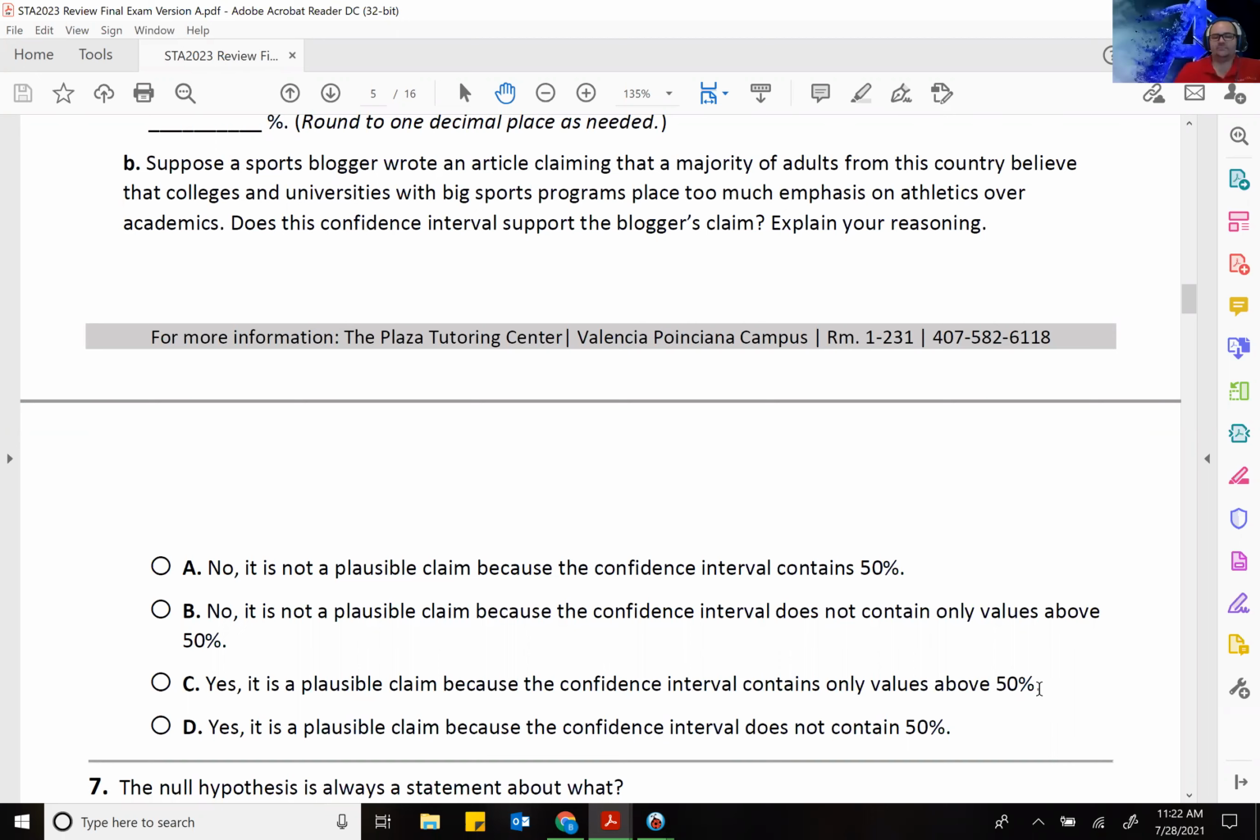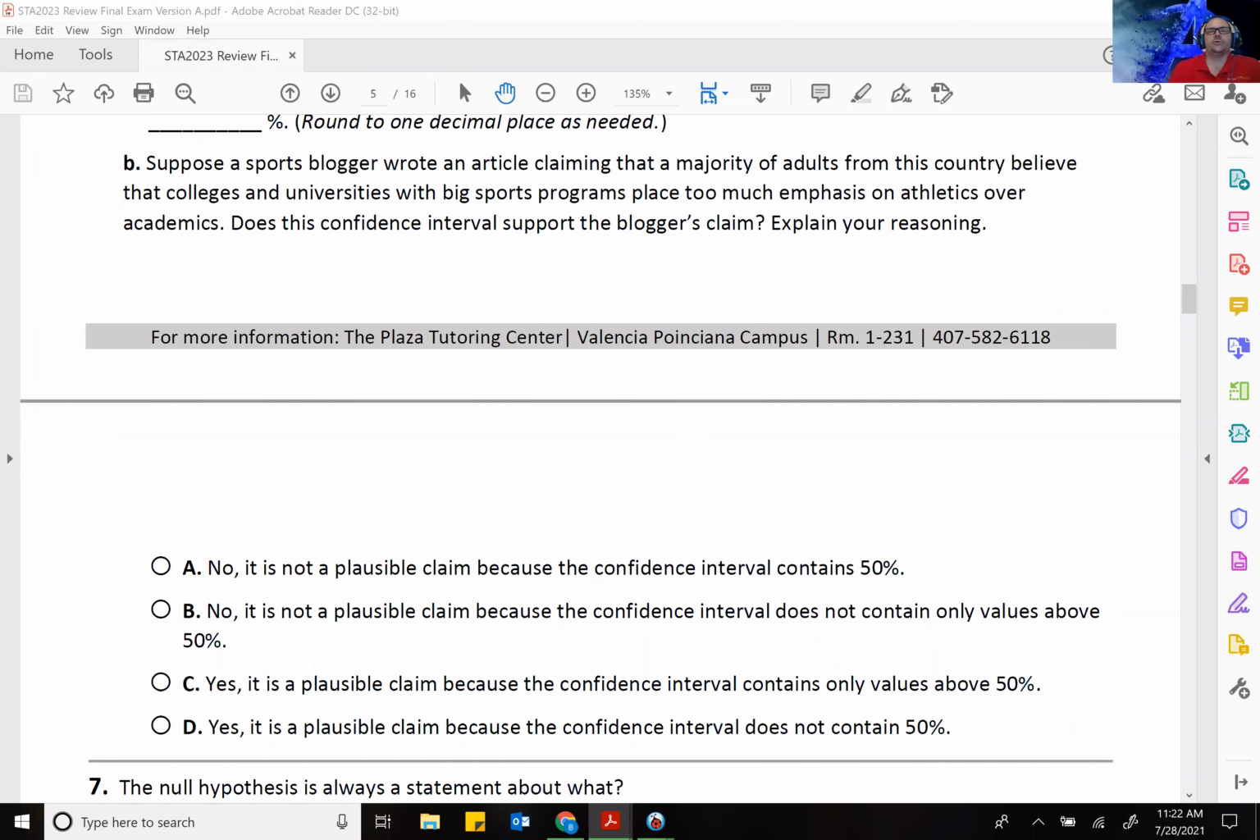But what about D though? Yes, it is a plausible claim because the confidence interval does not contain 50%. I'm sorry, what was the question? So you said D? No, I said C. Did someone else say D? No, I think me and Catherine both said C. Yeah, we all said C. Okay, sorry, I thought I heard a D in there. Just kidding. And yes, the answer is C.